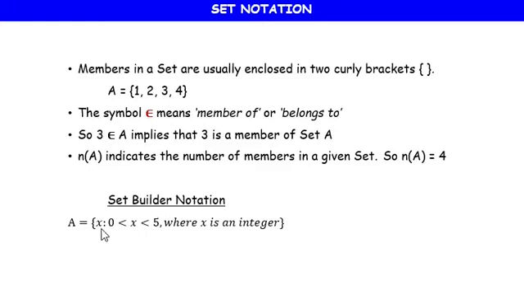So we have x such that, where x simply represents the members of the set. So x such that x is greater than 0 but less than 5, and that is just another way of defining set A. Here set A is equal to 1, 2, 3, 4. So if I ask you to write this in set builder notation, A is equal to x such that x is greater than 0 but less than 5, where x is an integer. That is all for set builder notation. Let's proceed.